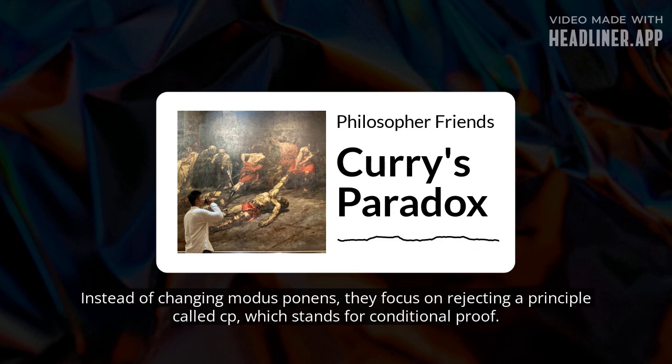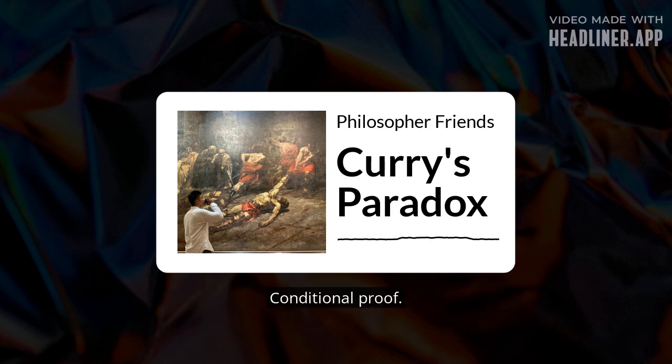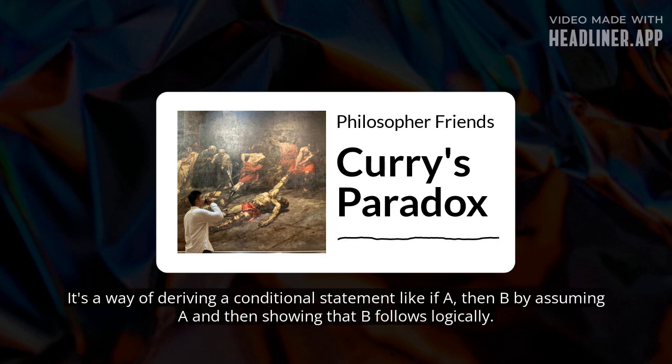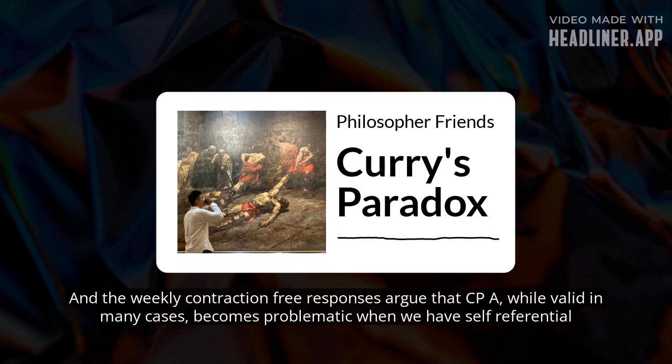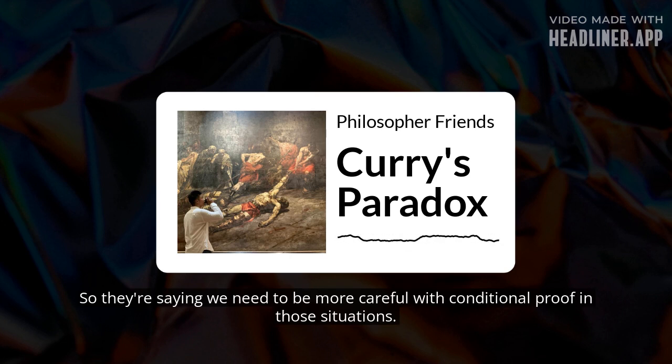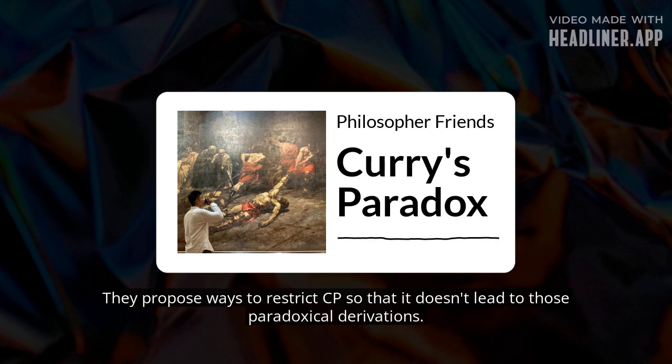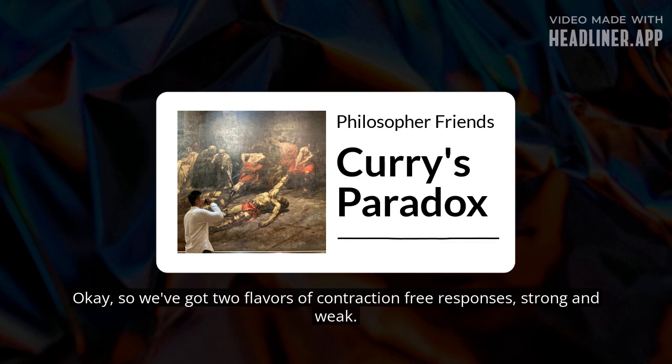Instead of changing modus ponens, they focus on rejecting a principle called CP, which stands for conditional proof. Conditional proof. Remind me how that works again. It's a way of deriving a conditional statement like, if A, then B, by assuming A and then showing that B follows logically. Right. It's like saying, if this is true, then that must also be true. Exactly. And the weakly contraction-free responses argue that CP, while valid in many cases, becomes problematic when we have self-referential statements. So they're saying we need to be more careful with conditional proof in those situations. Right. They propose ways to restrict CP so that it doesn't lead to those paradoxical derivations. Okay, so we've got two flavors of contraction-free responses, strong and weak.